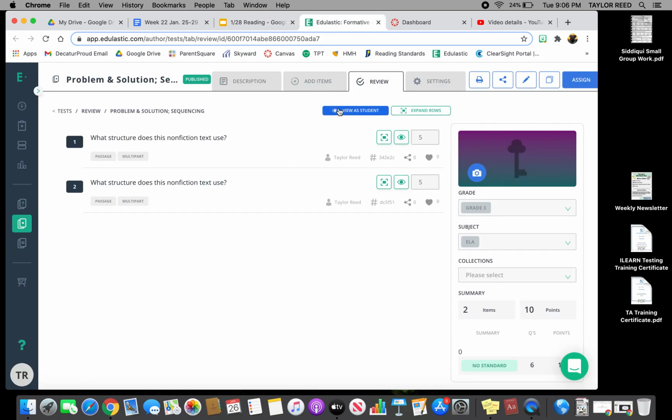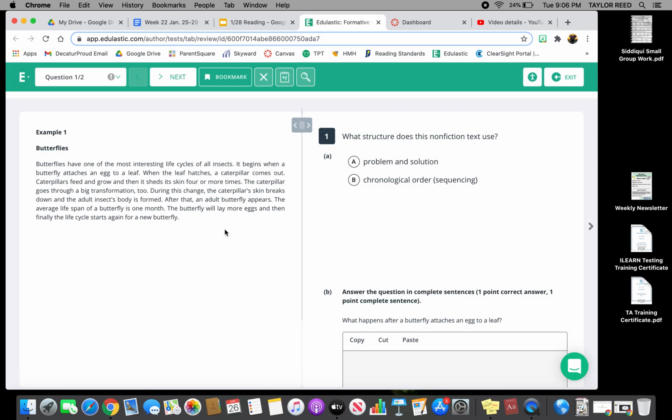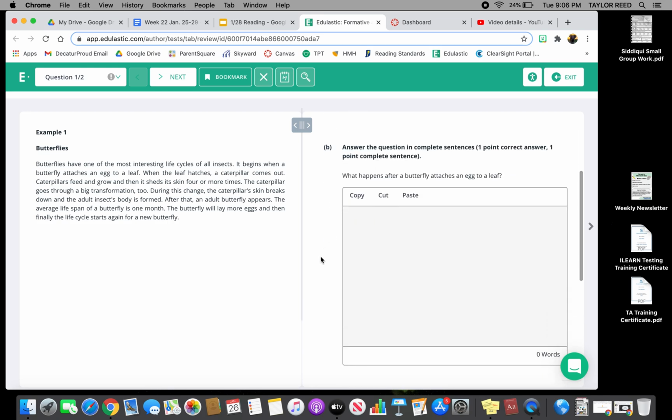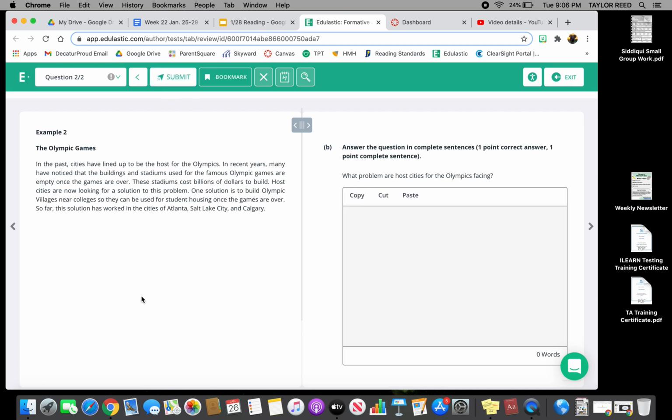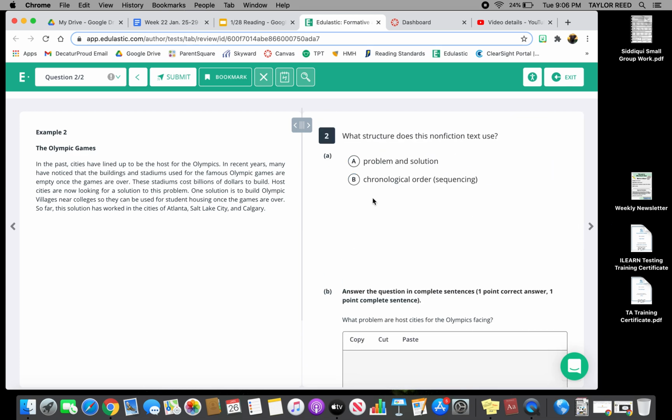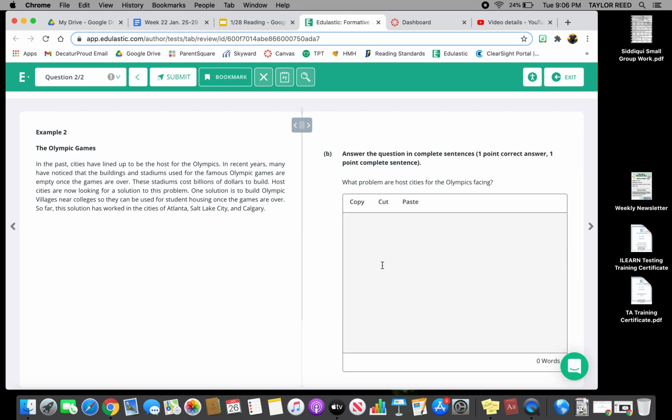So when you get on Edulastic, that's exactly what you're going to have to do. Read the story, Part A, identify the text structure. Part B, respond to the question in the text box. Number 2 is the same way. Read the story, identify the text structure, answer the question in the text box below. If you have any questions about this assignment, please let me know.